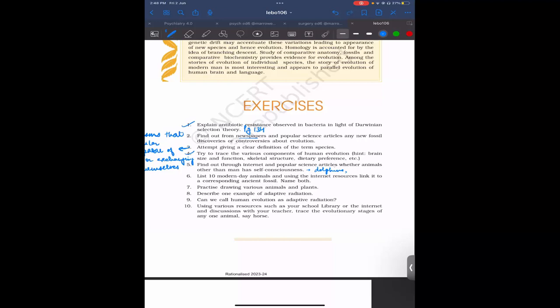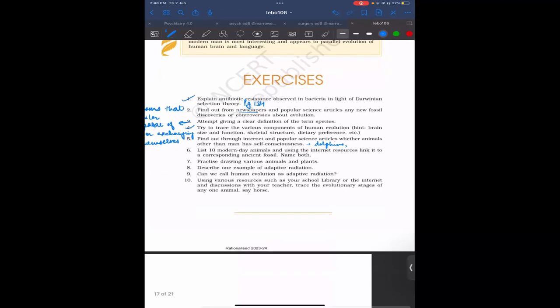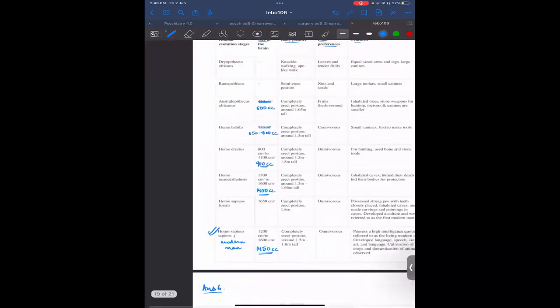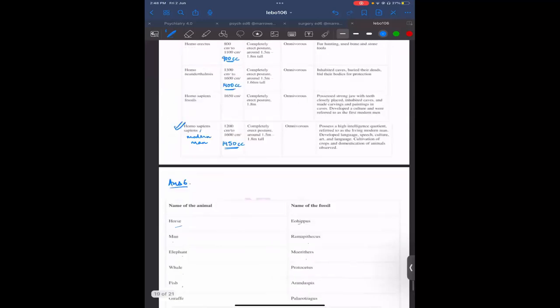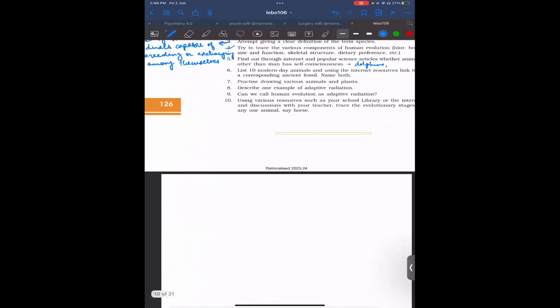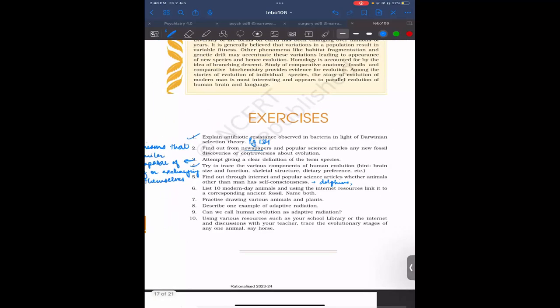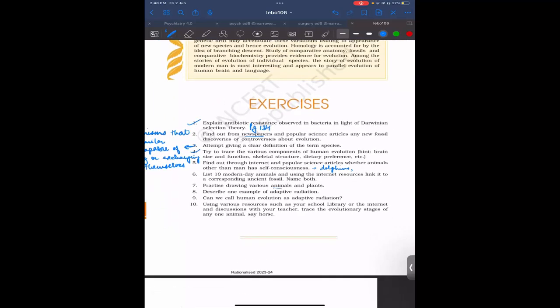Now, 10 modern day animals and their fossils. Here's a list for that, which I searched. Horse and the name of fossil, man, Ramapithecus, elephant, whale, fish, and giraffe. Rest you can also search. This is just a question for fun. And then practice drawing the animals and plants.